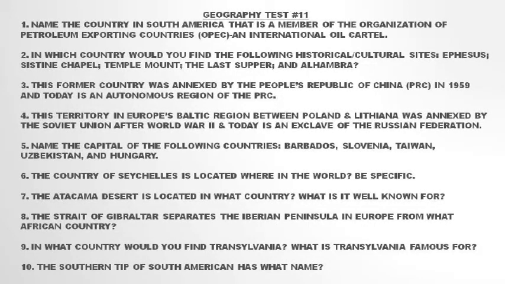Question 6. The country of Seychelles is located where in the world? B, Pacific. I'll give you a hint. Seychelles is actually an island state. Question 7. The Atacama Desert is located in what country? What is it well known for?